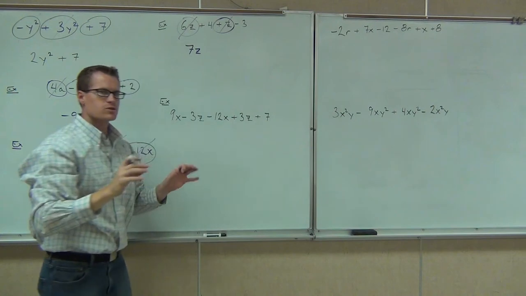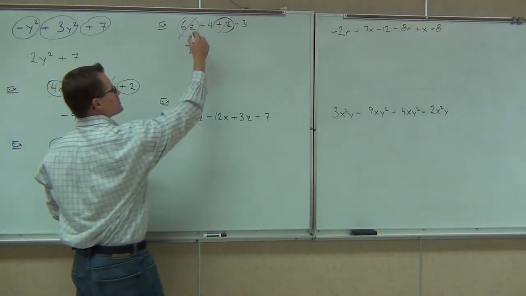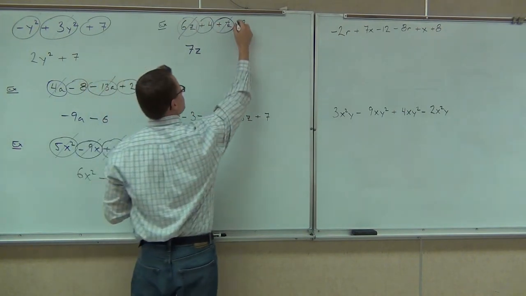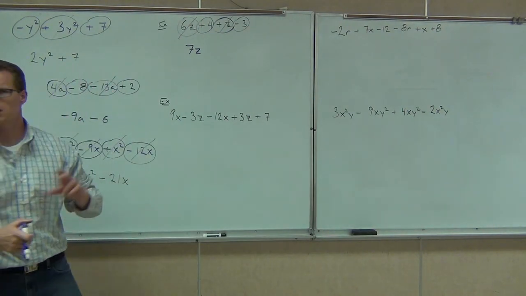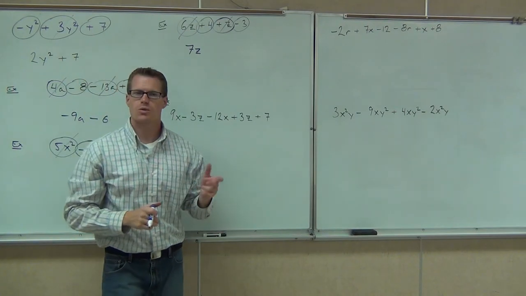seven z, I'm going to cross those out so I don't have to worry about them anymore. Then I look for any other like terms. I have this number 4, this plus 4. I know any numbers are automatically like terms. So plus 4 and minus 3, or positive 4 and negative 3 using the addition rule, what are you going to get out of that? 1. Positive 1 or negative 1? Positive.